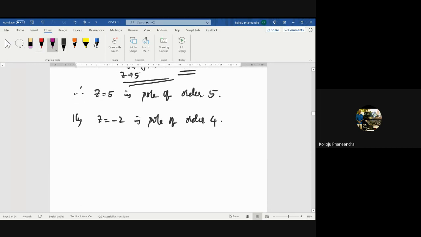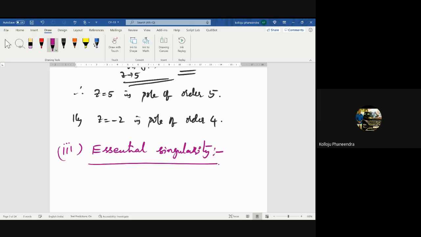And the last one, the third one, is essential singularity. So, isolated singularities are of 3 types. First one is removable singularity. Second one is pole of order m. Third one is essential singularity. Essential singularity, what is that?